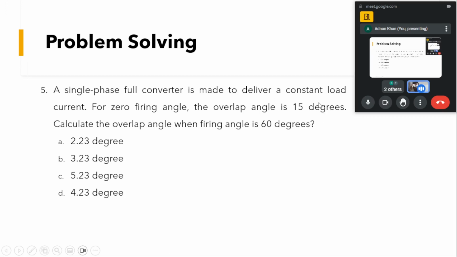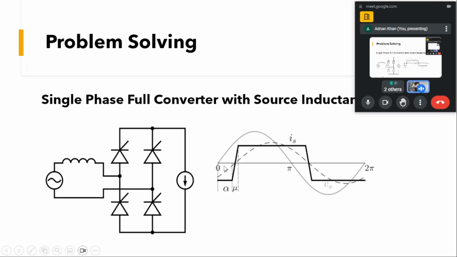So the overlap angle of 15 degrees is given for the firing angle of 0, and we have to see what will be the overlap angle for the firing angle of 60 degrees, and there are certain options. We will see what is the correct option amongst them.